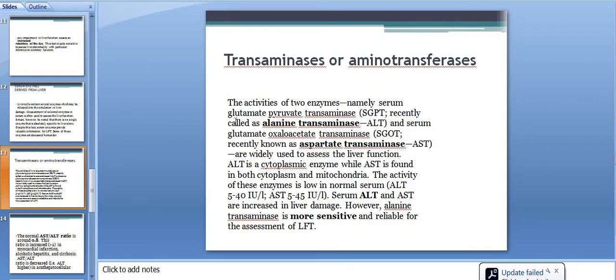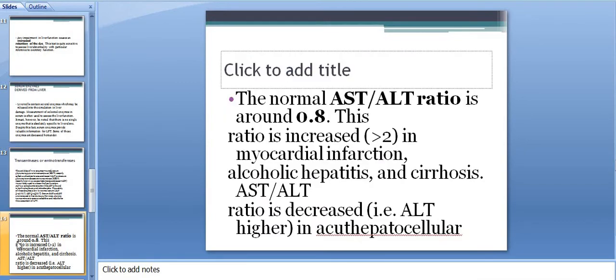However, alanine transaminase is more sensitive and reliable for the assessment of liver function tests. The normal aspartate transaminase to alanine transaminase ratio is around 0.8. This ratio is increased to greater than 2 in myocardial infarction, alcoholic hepatitis and cirrhosis.